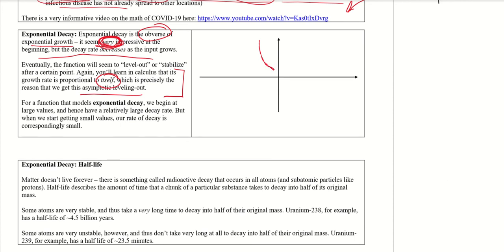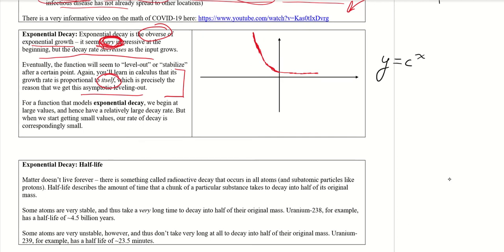decay rate will also decrease, and so the growth rate will also shrink. And when we start getting small output values here, our rate of decay is also correspondingly small. And so we'll see this sort of leveling out behavior here. And so this would be an exponential decay curve here. And again, we can see this asymptote, and this asymptote would be at, if it's just of the form y equals c to the x, then this asymptote would be at y equals 0.